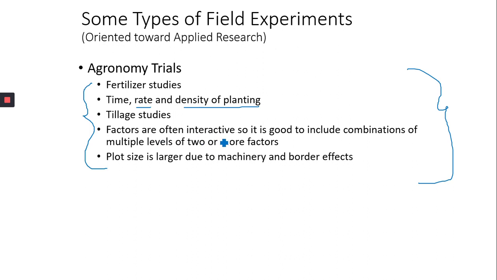Factors are often interactive. I think we will understand the issue of interaction as we move on. So it is good to include combinations of multiple factors, levels of two or more factors. Obviously plot size is larger due to machinery and border effects. So we need to include a number of factors so that we can see in combination how a dependent variable will respond to the combination of factors rather than just one isolated factor.